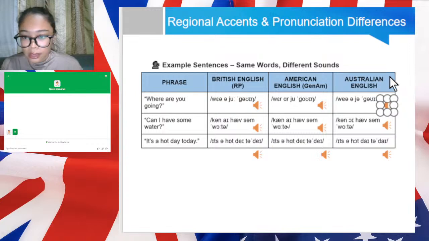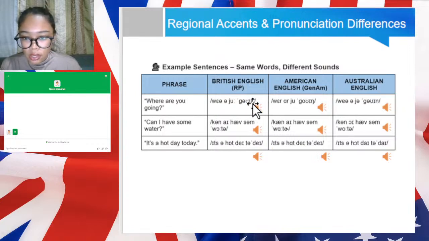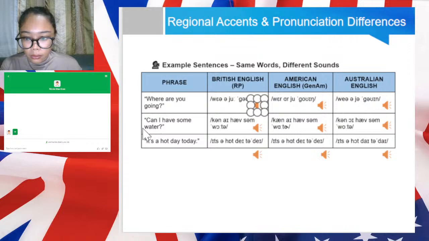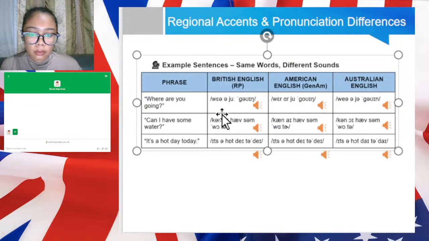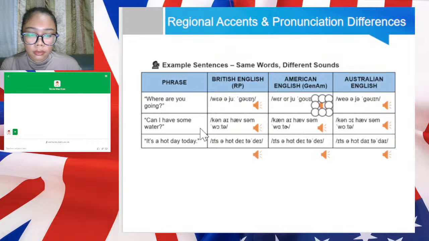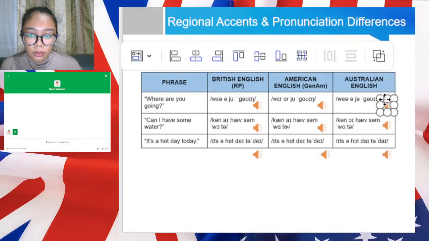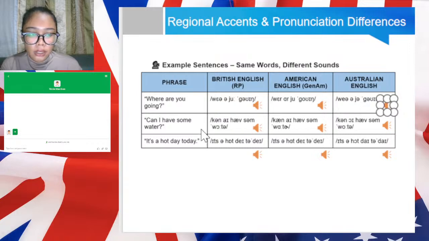Okay. Let's try to hear the differences in one go. For British English, where are you going? American English, where are you going? All right, Australian English. Where are you going? Oh, sorry for that. Again, Australian English. Where are you going?